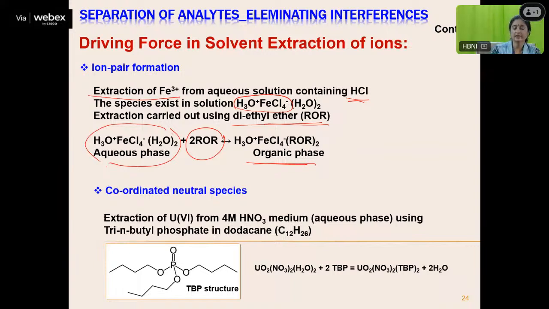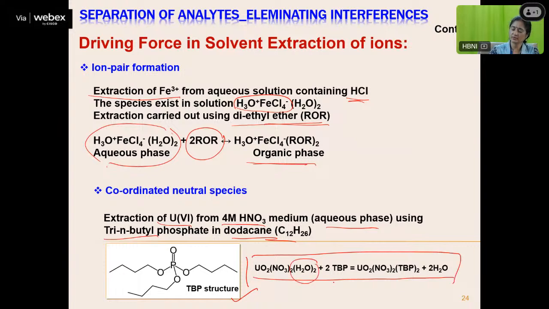Now, coordinated neutral species: extraction of uranium 6 from 4 molar HNO3 aqueous medium using TBP, or tri-n-butyl phosphate, in dodecane. TBP is not used directly. It is used as 30% or 20%, depending on your procedure, in dodecane, or sometimes in kerosene. This is the structure. This is the equation where TBP replaces the solvating water molecule and then goes into the organic phase.